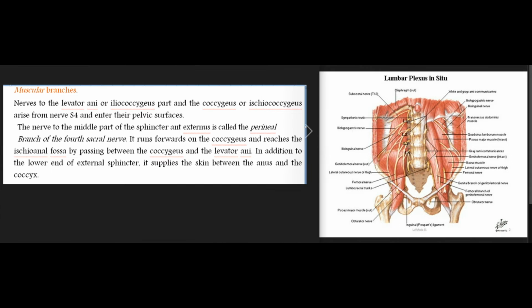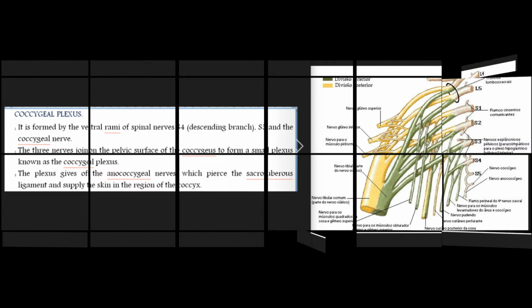Muscular branches. Nerves to the levator ani or iliococcygeus part and the coccygeus or ischiococcygeus arise from nerve S4 and enter their pelvic surfaces. The nerve to the middle part of the sphincter ani externus is called the perineal branch of the 4th sacral nerve. It runs forwards on the coccygeus and reaches the ischio-anal fossa by passing between the coccygeus and the levator ani. In addition to the lower end of the external sphincter, it supplies the skin between the anus and the coccyx.